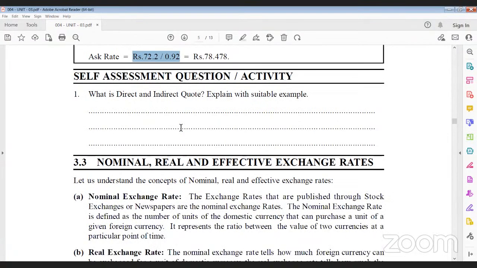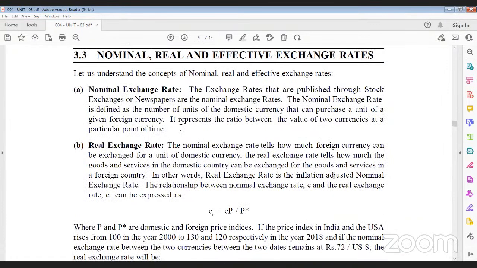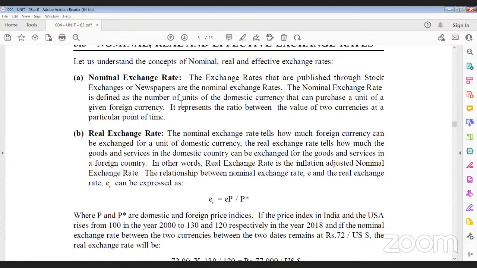Okay, so here we move on to the nominal, real, effective exchange rates. In this unit, you are completely focused to learn only on calculation of various rates, that is cross spot rates, forward spot rates, what is cross rate, exchange rates, cross currency rates, etc. Nominal exchange rate.